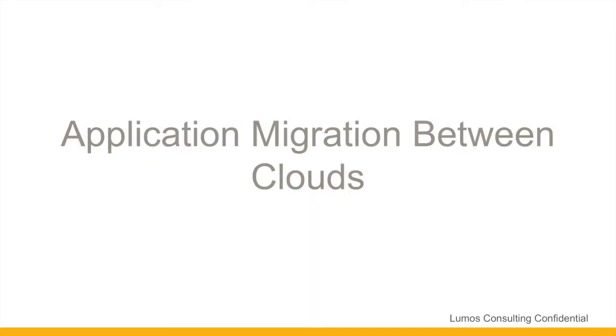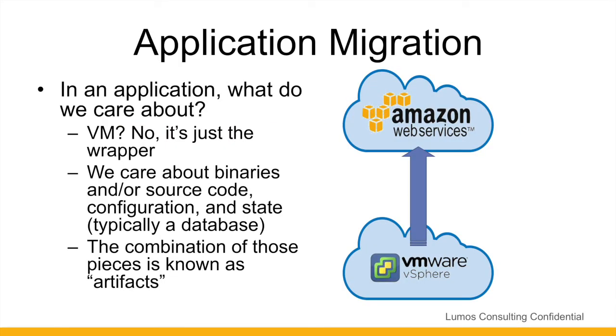So one of the things that CloudCenter can do is migrate an application from one environment to another environment. For example, probably one of the most common migrations that happens at first is from VMware up to Amazon or VMware up to Azure. So private cloud to the public cloud. So something to keep in mind, in an application, what do we care about?